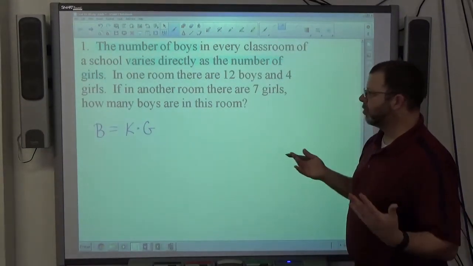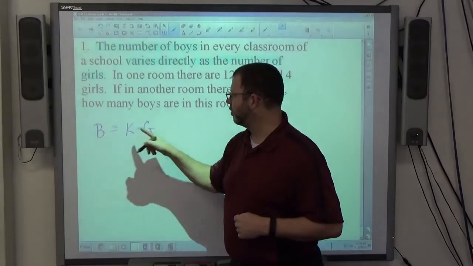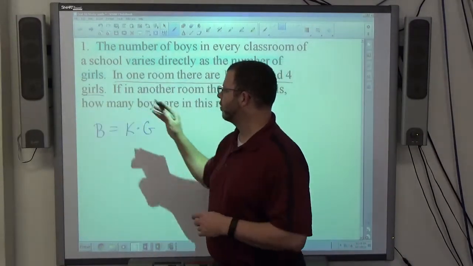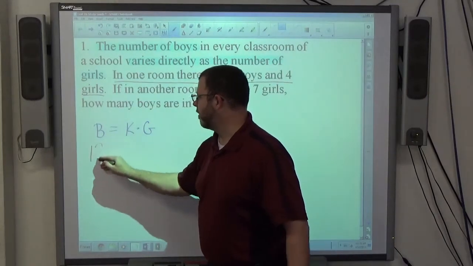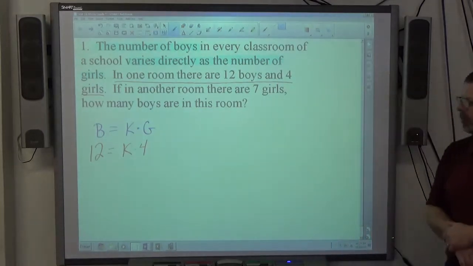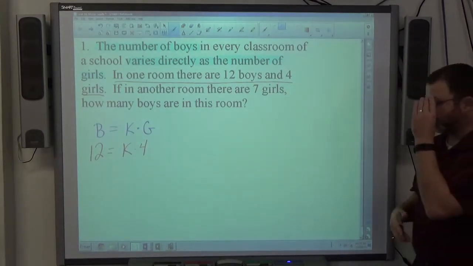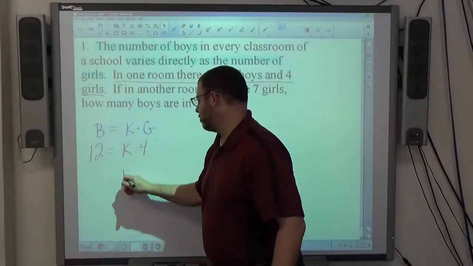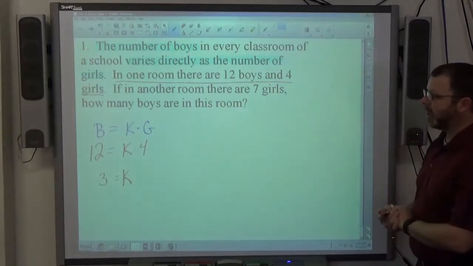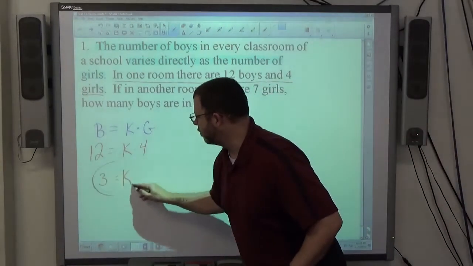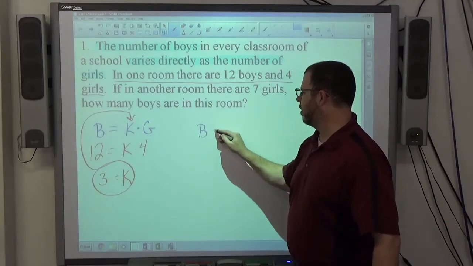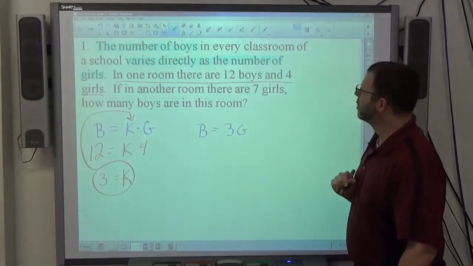So the next sentence or phrase should give us the number of boys and girls in one classroom. So in one room there are 12 boys and 4 girls. So that establishes specific values for boys and girls, which we substitute in for those two variables, leaving K the only variable that we don't know. Divide both sides by 4, that leaves me with K is equal to 3. Once I know the number that K is, that just tells me the constant of variation, so I'm going to substitute that back in here. So B is equal to 3G is what we get.